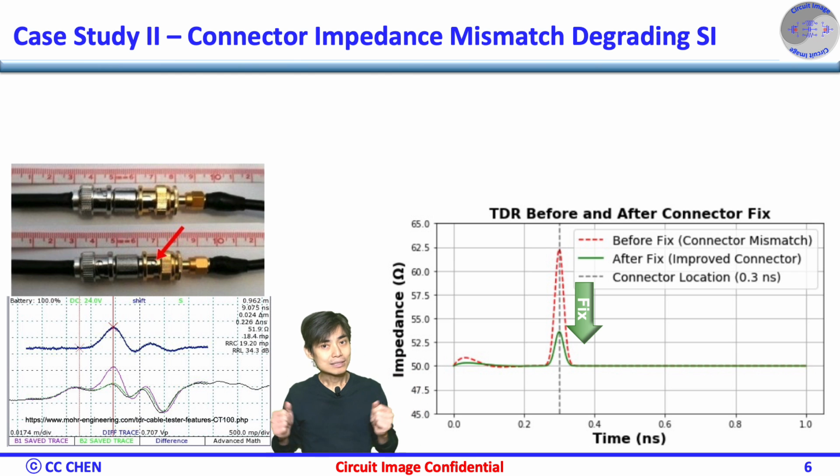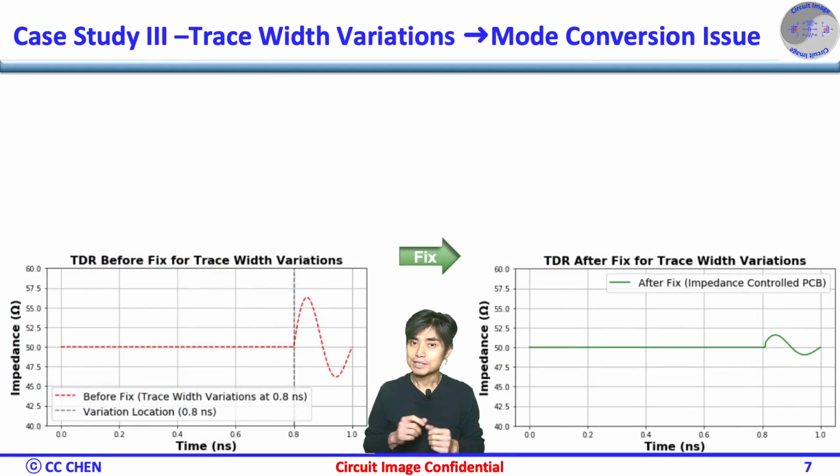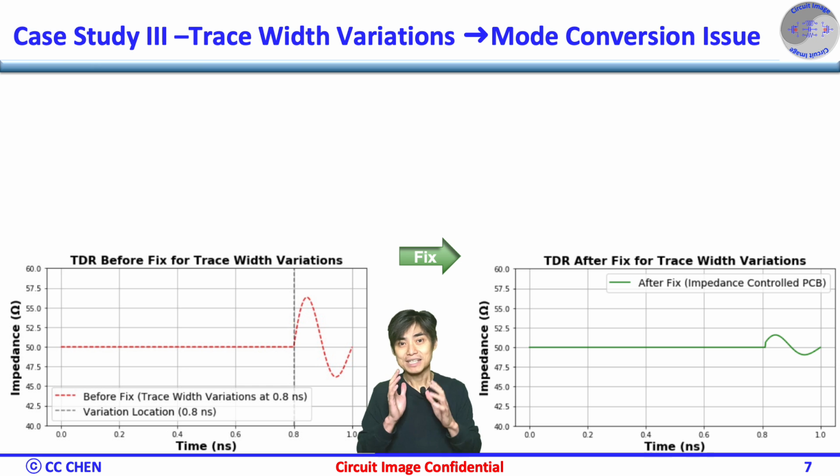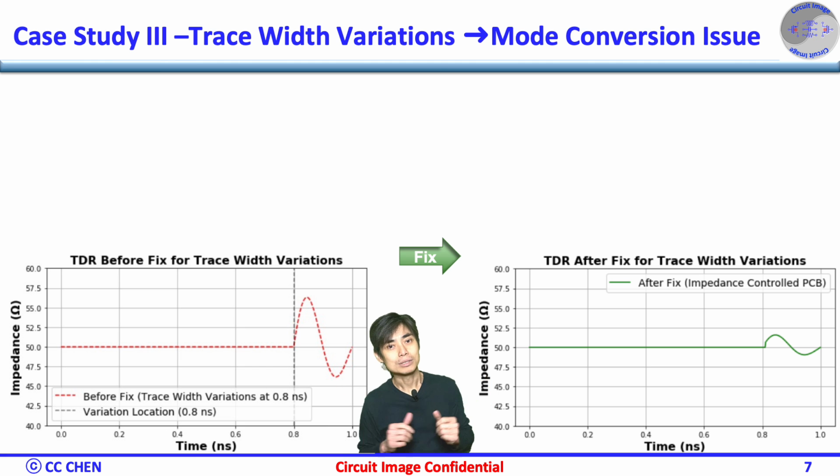Now, let's explore how even small trace width variation can impact high-speed signals. Not all impedance discontinuities come from vias or connectors. Sometimes the PCB itself is the problem. In this case, a SerDes channel shows performance inconsistency across different boards from the same batch.